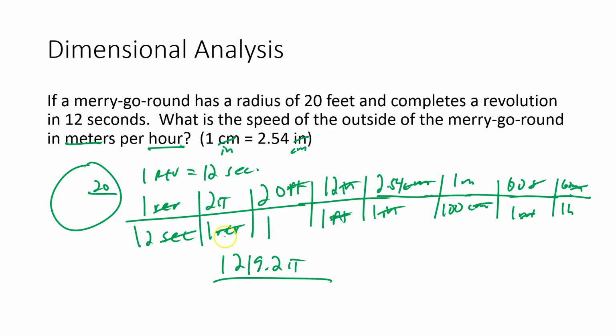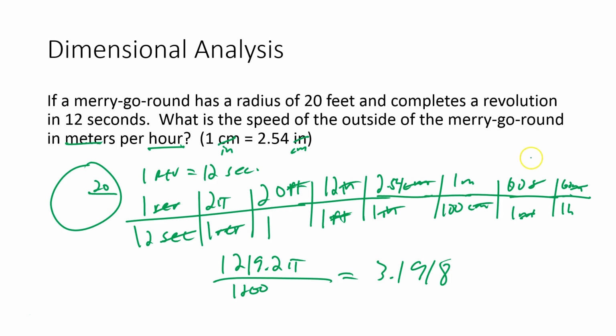And on the bottom, 12 times 100, that's 1200. So it looks like if we do this, oh no, we got the pi. I was going to say this is pretty slow. 1 revolution every 12 seconds? I don't know. Let's see. So we got 1219 pi divided by 1200. 1219.2, excuse me. Gives me 3.1918. That seems very slow.